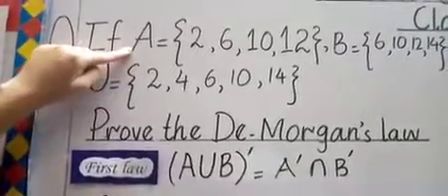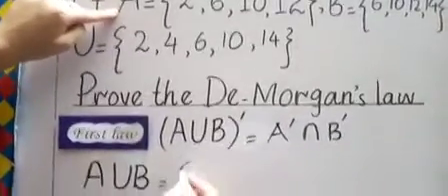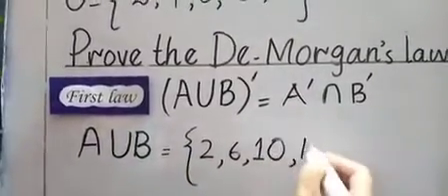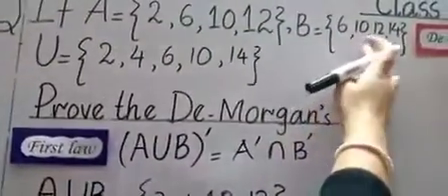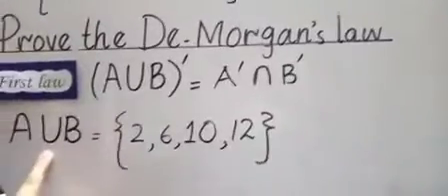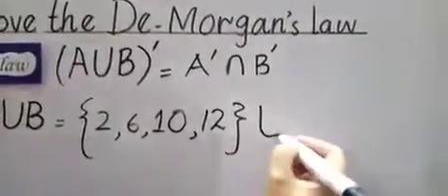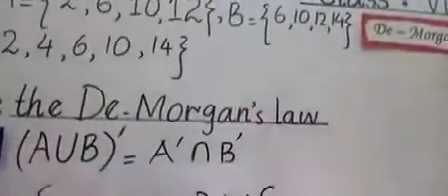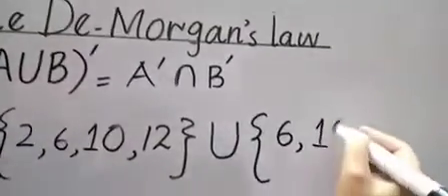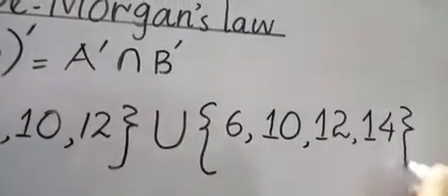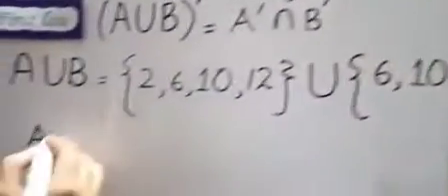We will write the values of set A. In set A, values are 2, 6, 10, 12. And in set B, values are 6, 10, 12, 14. Use this symbol in the middle, union, then bracket, and values of B are 6, 10, 12, 14. A union B.